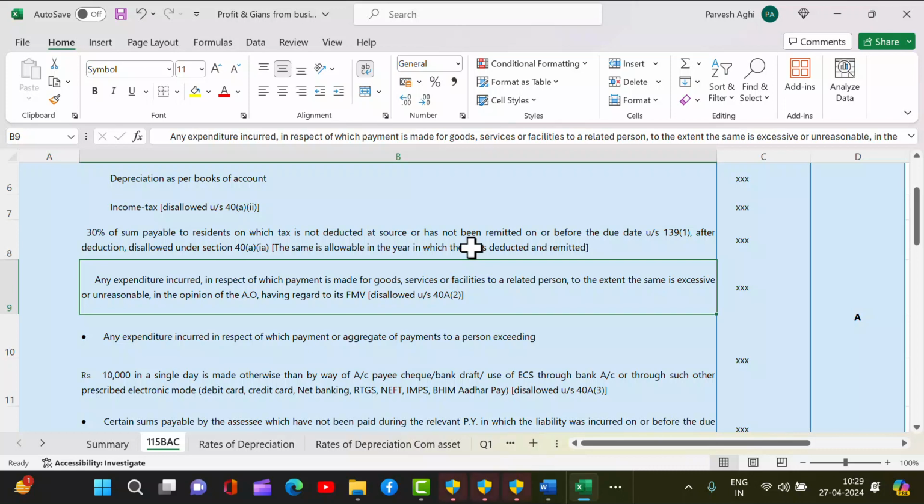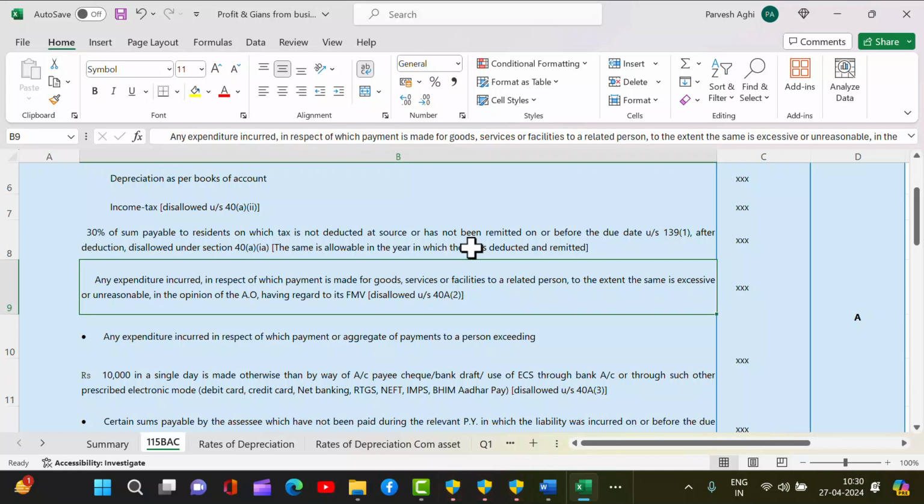So any expenditure, suppose, for example, I'm doing a business. I have kept my brother as an employee in my company, and I'm paying him 1 lakh rupees salary. Whereas the salary should have been around 50,000 rupees, the market rate, but I'm paying him 1 lakh. So that means I'm paying 50,000 more. So that will be added to my income.